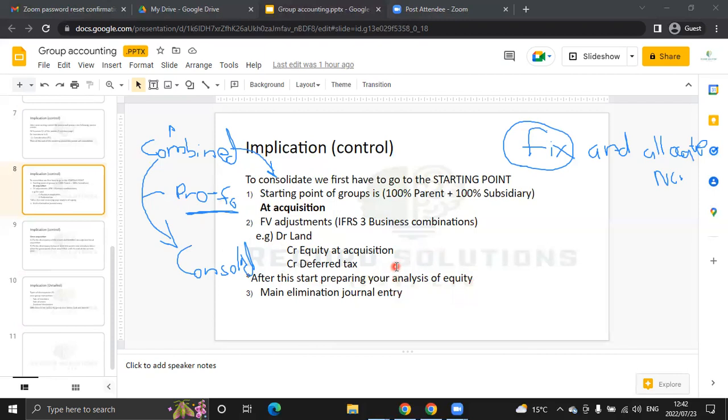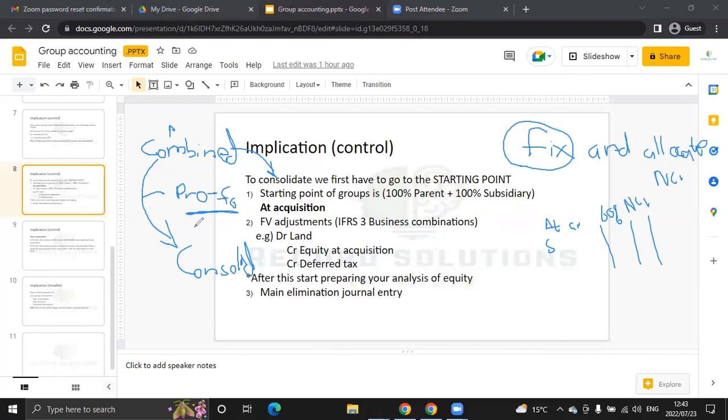So from here on, start drafting your analysis of equity, right? So how is it going to look? Analysis of equity, in most cases, has the NCI column, the column for the non-controlling interest, and I will also explain what this means. And then it has the percentage allocated to the parent, and then here it's basically where you write the share capital. So at acquisition, that's where you write your accounts here, right?